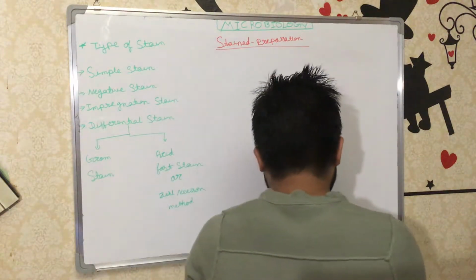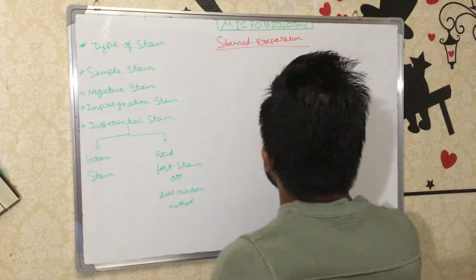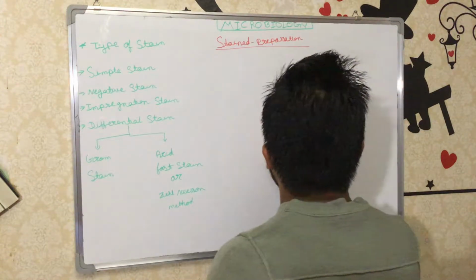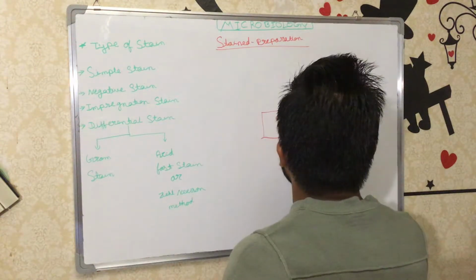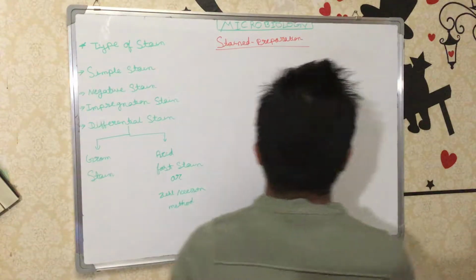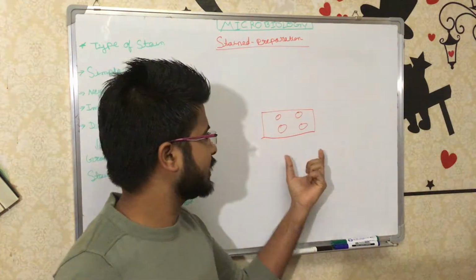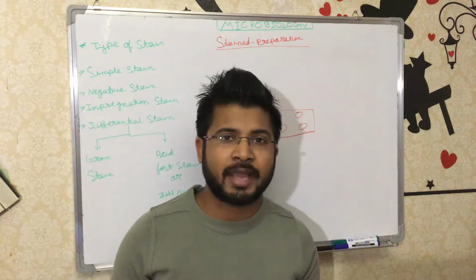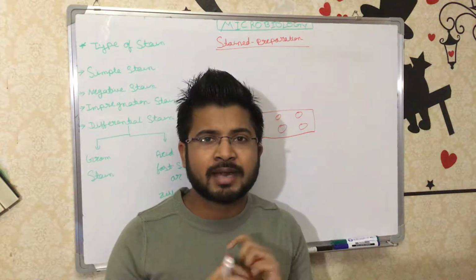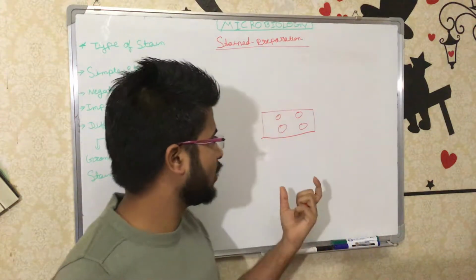Actually, for example, this is the slide, and these four are bacteria, just for understanding purposes. So four bacteria without staining. If this slide is kept in the light microscope and we look, we can't see anything in the light microscope. Why?